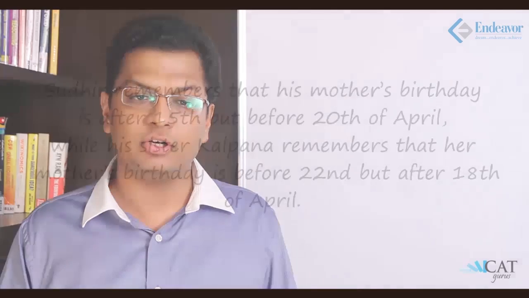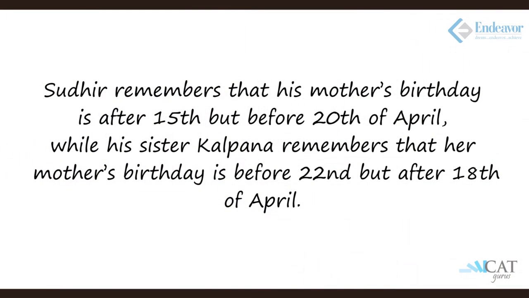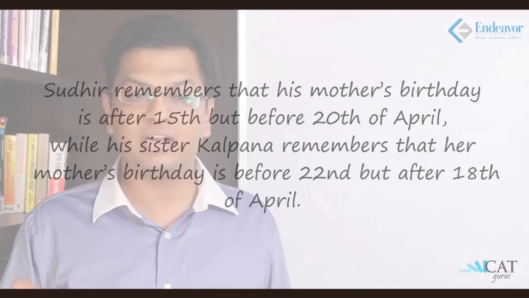Let's have another example. Sudhir remembers that his mother's birthday is after 15th but before 20th of April. So here it is 16, 17, 18, 19. His sister Kalpana remembers that her mother's birthday is before 22nd but after 18th. Now here I have 19, 20, 21. If I look closely, 19th is the only one which is overlapping. So I am clear that it is 19th of April that their mother's birthday is scheduled on.